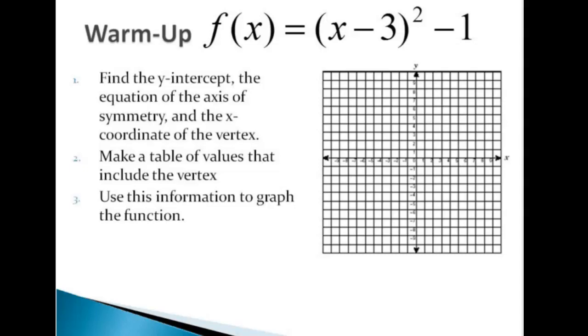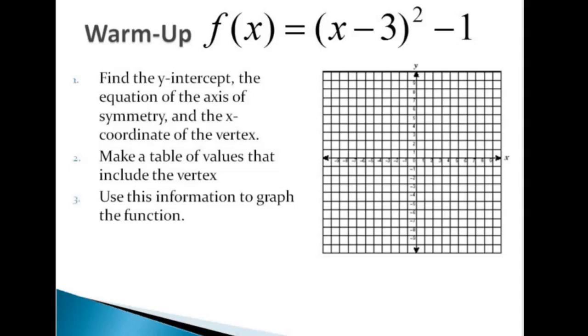Known as solutions. So up to this point we've been graphing, but we haven't really talked about solving. And a big part of what we're going to do in the remainder of chapter 5 is solve quadratics, because the solutions to a quadratic are typically what we care about when we talk about math problems. So we have in our warm-up, f of x equals (x minus 3) squared minus 1.